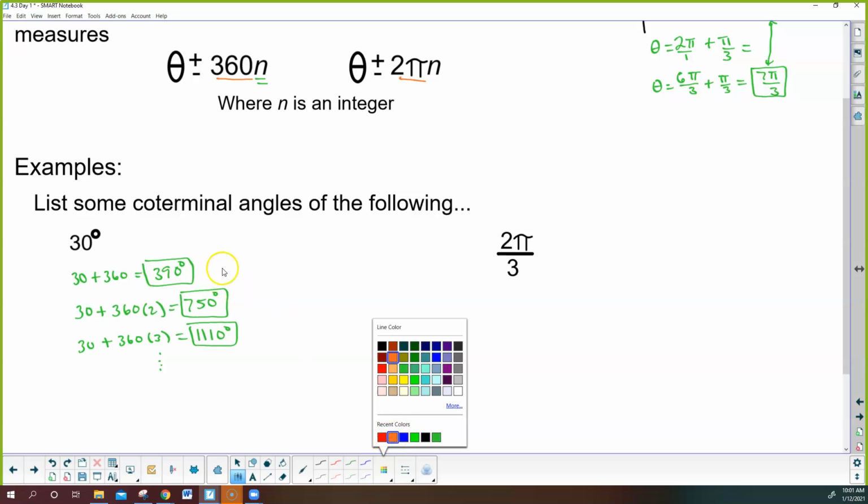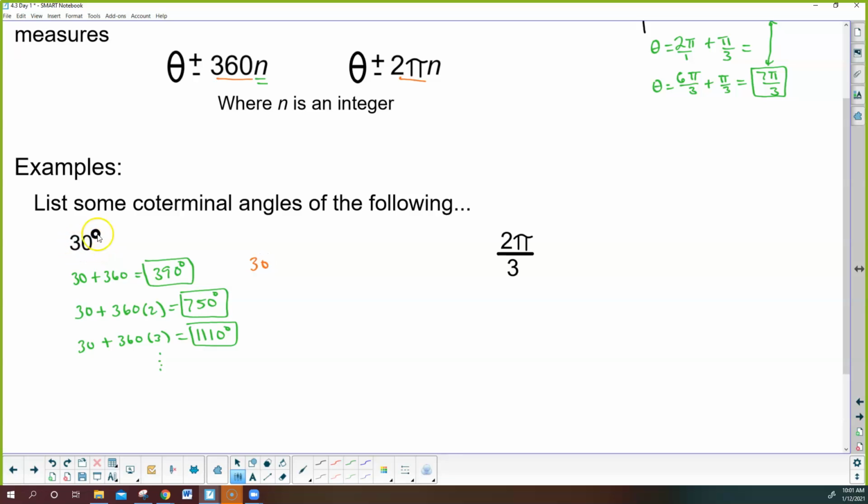However, that's not all of them, right? We have more by doing 30 minus 360. So that's where I get negative 330 degrees. That would be another coterminal angle.